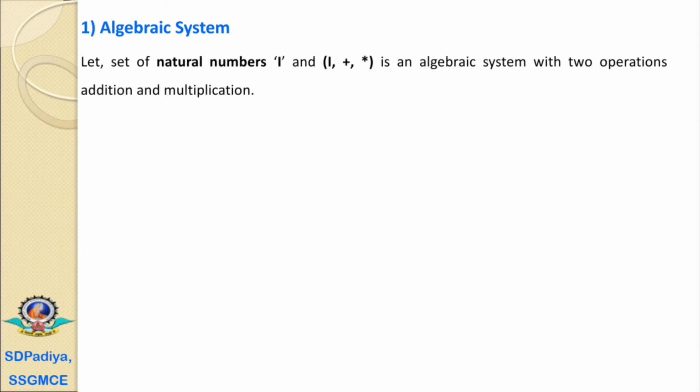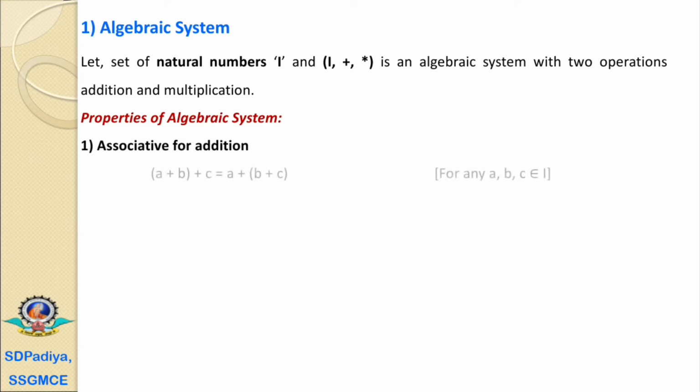Now in the second example, we'll consider the set of natural numbers, like an algebraic system with two operations, addition and multiplication. Now we'll check the properties for the natural numbers for the addition operation. It is associative because we can write (a + b) + c equals a + (b + c).